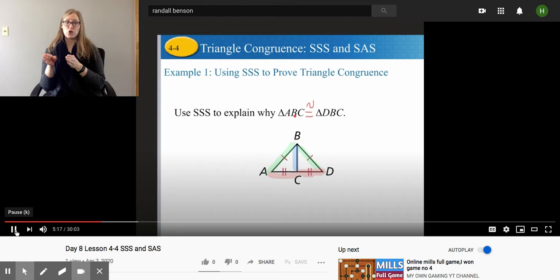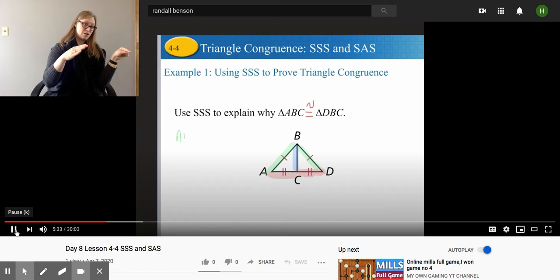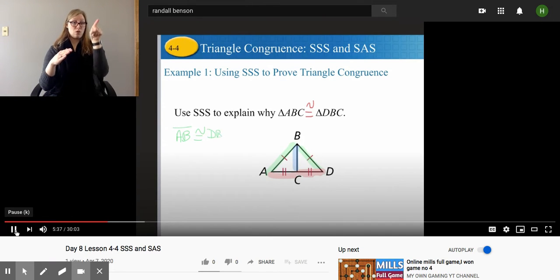So it says AB, so I'm going from the A to the B, and so from red to the blue on the green side. So I'm going to go from red to blue on the second triangle. So AB and DB are congruent. So I say AB is congruent to DB.